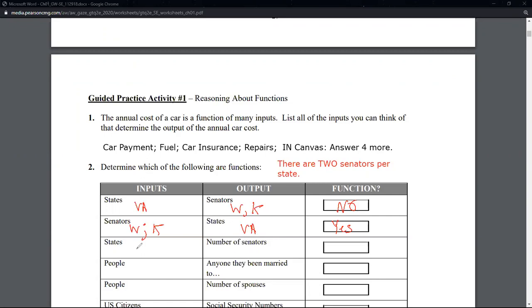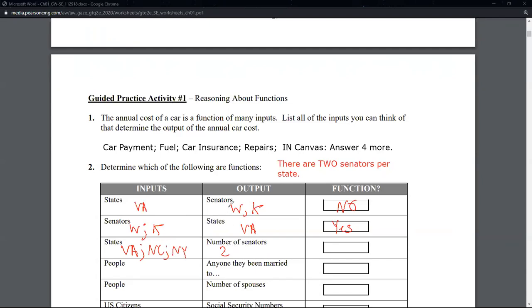Now this third one actually, states, then to the number of senators. So if you say a state, the answer is supposed to be the number of senators from that state. Well, I mentioned earlier there's 2 senators per state. So if I say Virginia, what's your answer? It's 2. If I were to put in another input, let's say North Carolina, what's your answer? It's 2. Let's say I put in New York, what's your answer? It's 2.